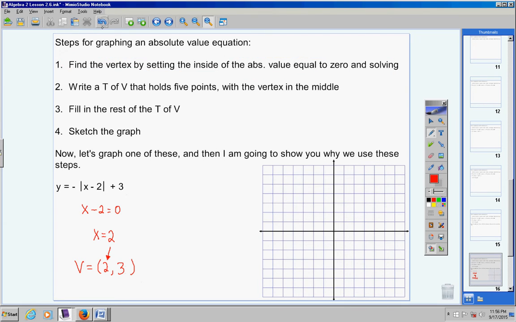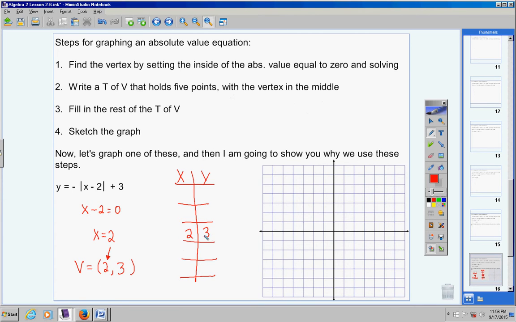What does step 2 say to do? Write a table of values that holds 5 points. Here it is. There's my table of values. Make sure it holds 5 points. 1, 2, 3, 4, 5. That holds 5 points. And do what? Put the vertex in the middle. So 2, 3 goes in the middle.